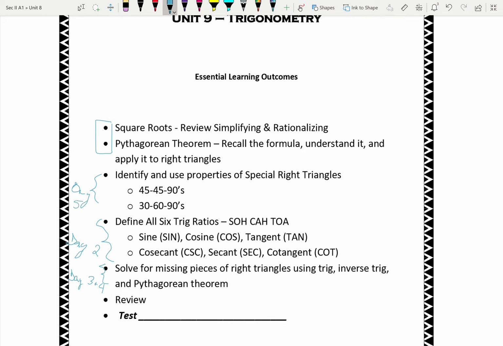The tentative test date for this unit is May 13th. This will most likely be our final unit for the year. So let's get started.